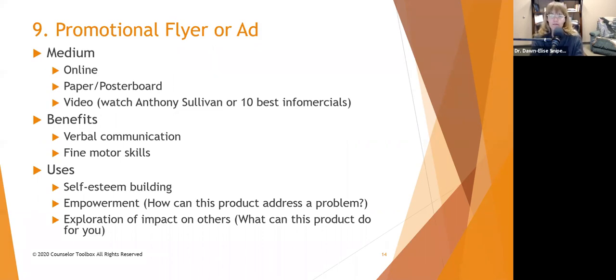and they can create a promotional ad with video that represents who they are. Anthony Sullivan was somebody who used to do infomercials a lot, and he could sell sand to a man in the desert. Go on YouTube and you can find videos of Anthony Sullivan, or search for something like the 10 best infomercials. Have clients watch those so they get an idea about what they might want to do, and they can promote themselves or they can promote the group, or they can promote a concept.